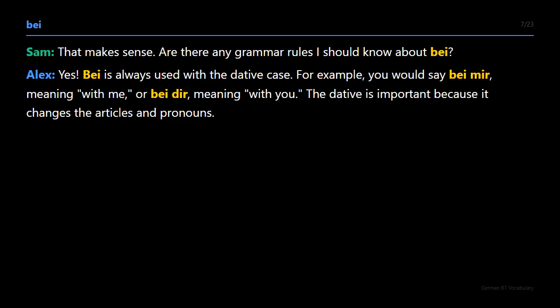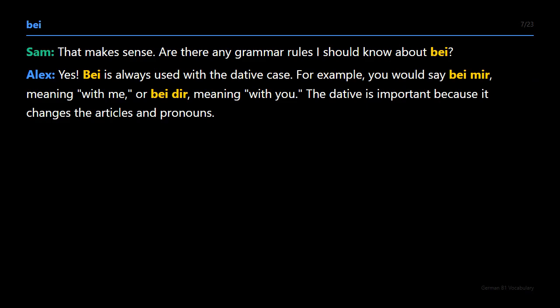Yes, Bei is always used with the dative case. For example, you would say, Bei mir, meaning with me, or Bei dir, meaning with you. The dative is important because it changes the articles in pronouns.